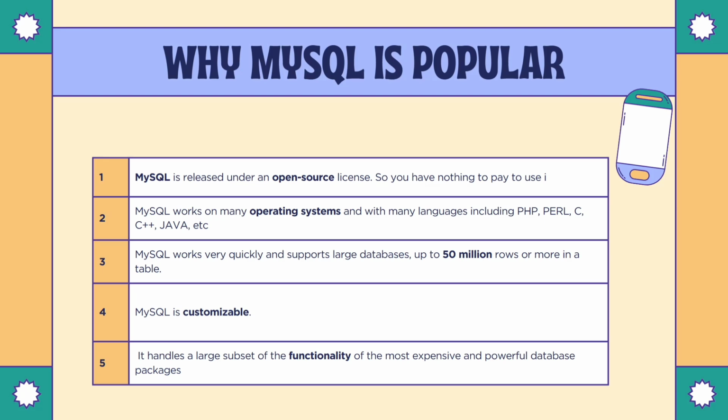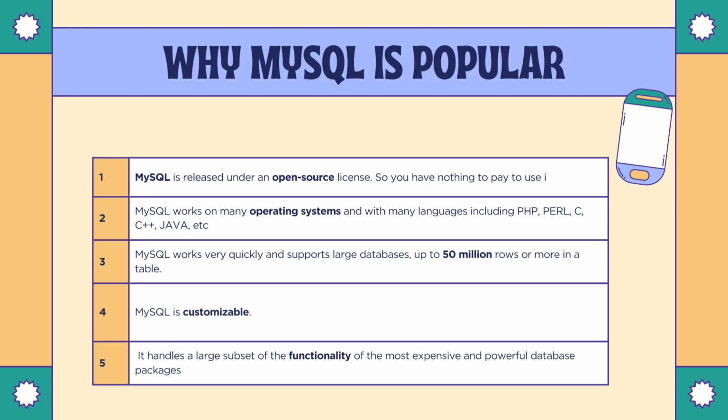Second point, it works with many operating systems, for example Android, Linux, Windows, Mac OS, etc. MySQL supports up to 50 million rows, meaning in a table you can store 50 million or more records. So it supports a very large database, and inside a table you can store up to 4 GB of data.